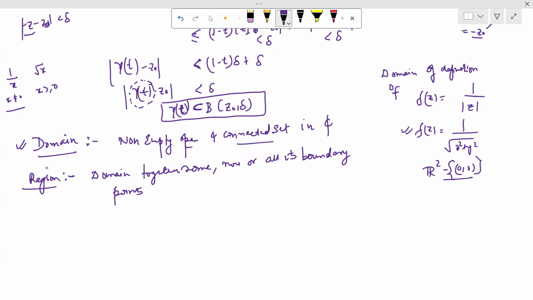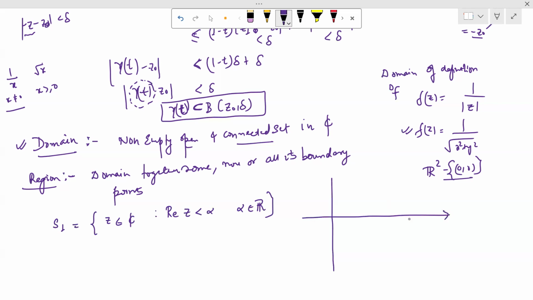Is that fine? So for instance, let's look at the real part of z example again. If I take a region S1 equal to all those z belonging to C such that real part of z is less than alpha, where alpha belongs to R, what do you think? This is an open set. Is this a domain or not a domain? Domain, absolutely domain. Why? Let's take a positive alpha so that things remain easy for you. Let's say this is your alpha.